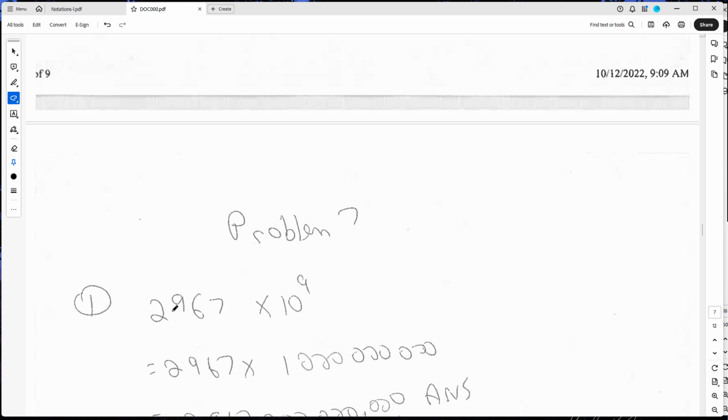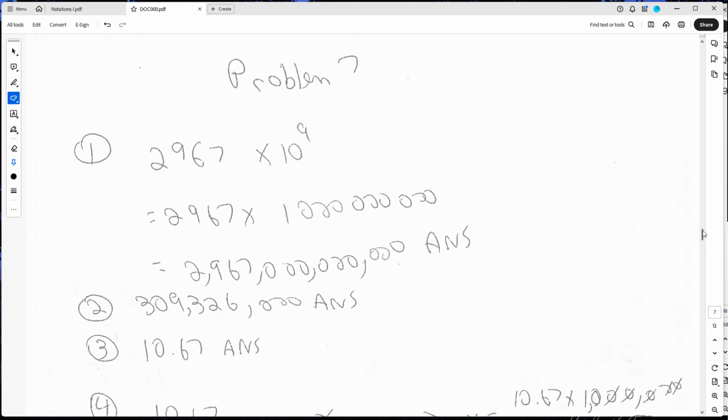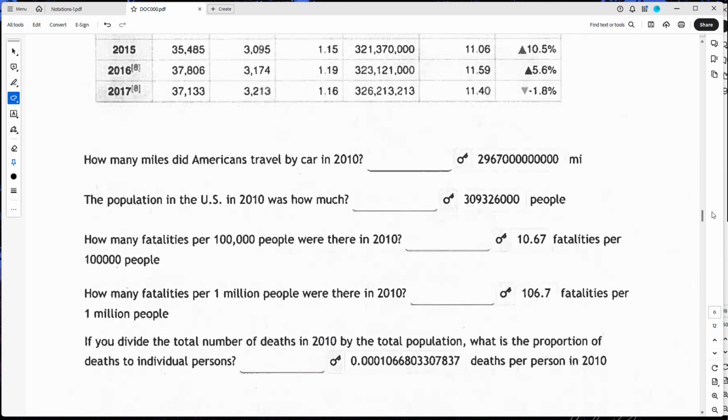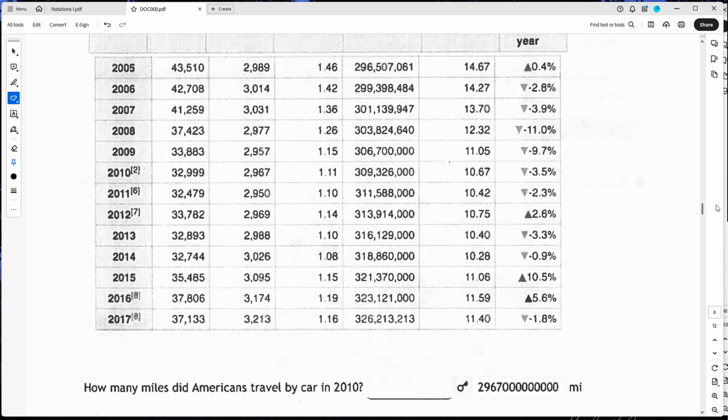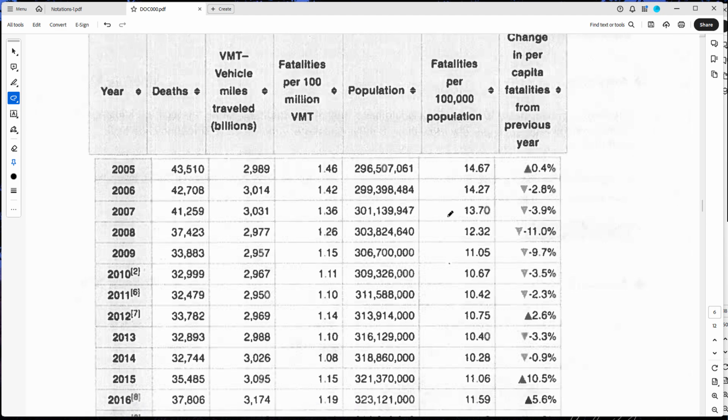so we have 2.2967 times 10 to the 9th, and it gives you the number that they traveled. And part 2 of it: what was the population in 2010? In 2010, the population is given to us right here from the table. Read from the table.